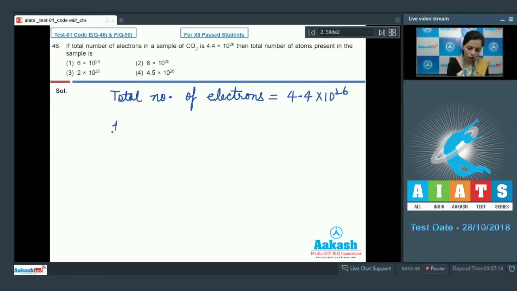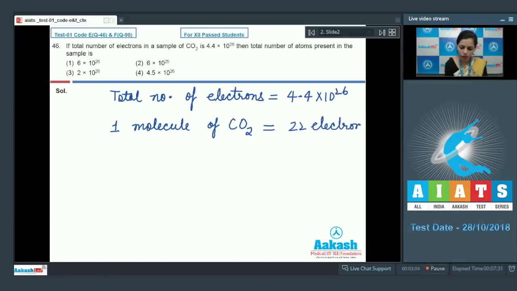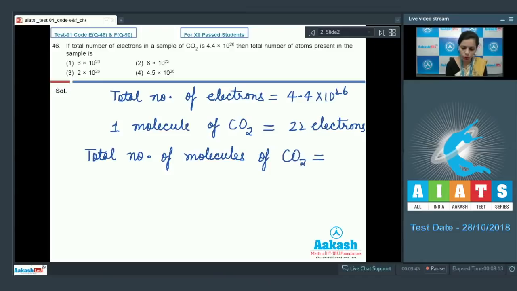So one thing you should know, if we talk about one molecule of CO2, it has a total of 22 electrons, 6 from carbon, and 8 into 2, 16 from oxygen. So a total of 22 electrons are present. With the help of electrons, we can calculate the total number of molecules also, because we know the total number of electrons, and we also know that one molecule contains 22 electrons. So the total number of molecules of CO2 present here would be equal to 4.4 into 10 raised to the power 26, divided by 22.